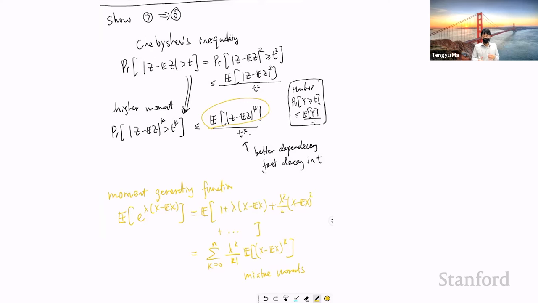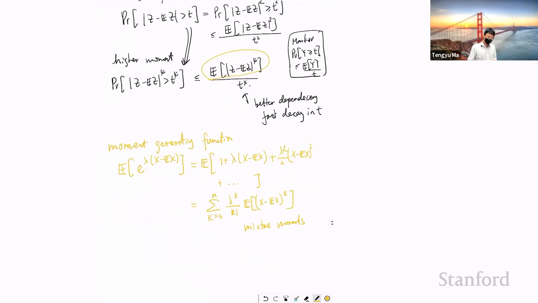In some sense, what we are going to do is change lambda so that you change the relative weight in front of all the moments, so that you can choose the right trade-off between which moment you are going to use. So sometimes if you choose the right lambda, you focus on the right moment and get the right dependency.